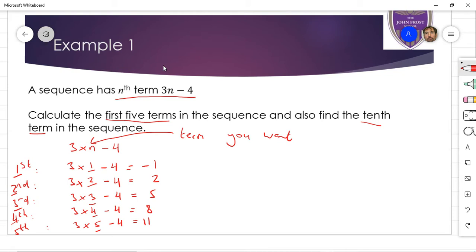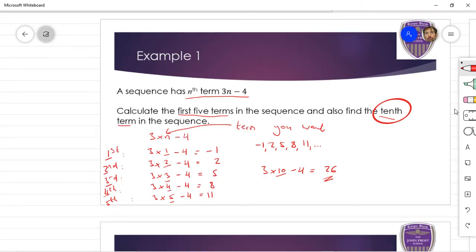So this sequence looks like -1, 2, 5, 8, 11. And the sequence just carries on forever in that pattern. I think it's going up in 3s. If we want to find the 10th term as well, then we can either count on, adding 3 each time, or remember, you can just do 3 times 10 this time, minus 4, which will give you 26. So that's the first example done.